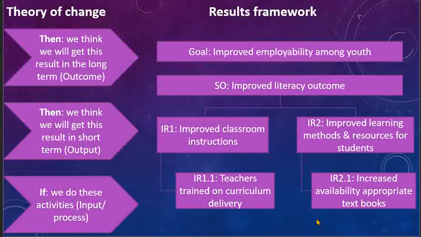Again, you can have another result here. Increased availability of appropriate textbooks, which will lead to improved learning methods and resources for students, which again further leads to improved literacy. So for one strategic objective, we can have many intermediate results and then so many sub-intermediate results. All right, great.